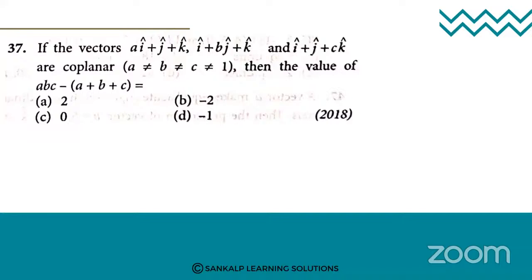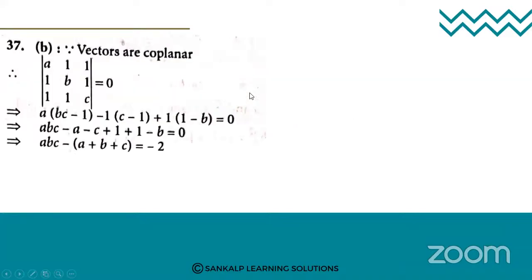We need to simplify and find out. Okay, so see, pay attention here. What we are getting: they are coplanar. Coplanar means what? Scalar triple product will be equal to 0. So the vectors are coplanar, meaning [a 1 1, 1 b 1, 1 1 c] will be equal to 0. You have to apply the determinant.